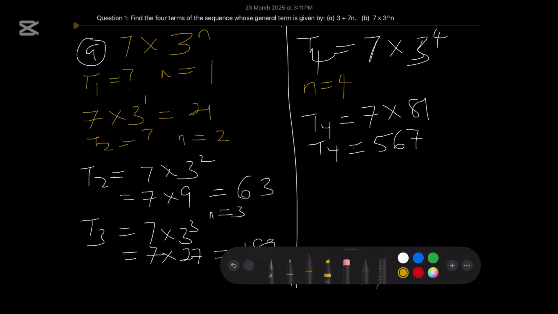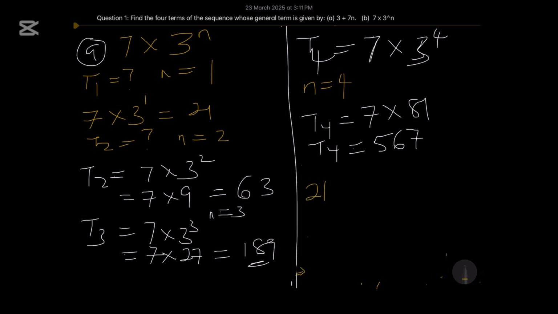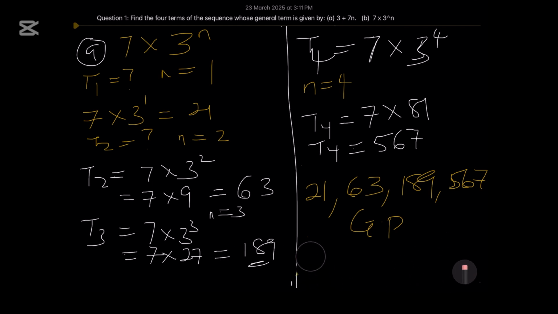So if we list out the terms, our first term is 21, the second term is 63, the next one is 189, and the last one is 567. So we see that this is a GP. How do we know that it's a GP? Look, they have a common ratio of 3. If you multiply this by 3, you have the next one. By 3, you have the next one. And by 3, you have the next one. So that's an example of a GP. Alright, now let's look at another question.